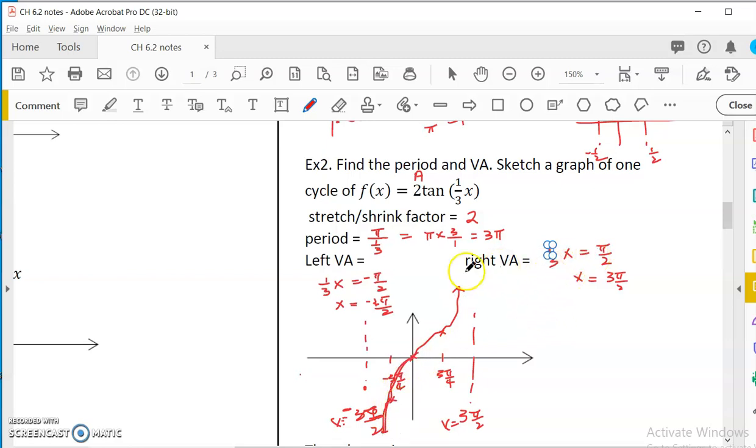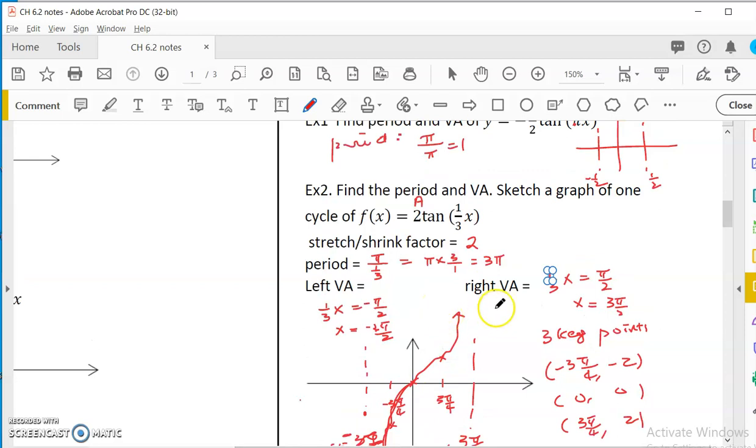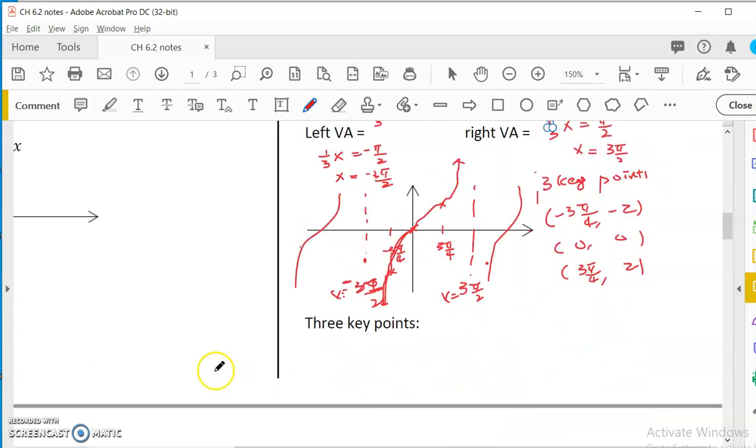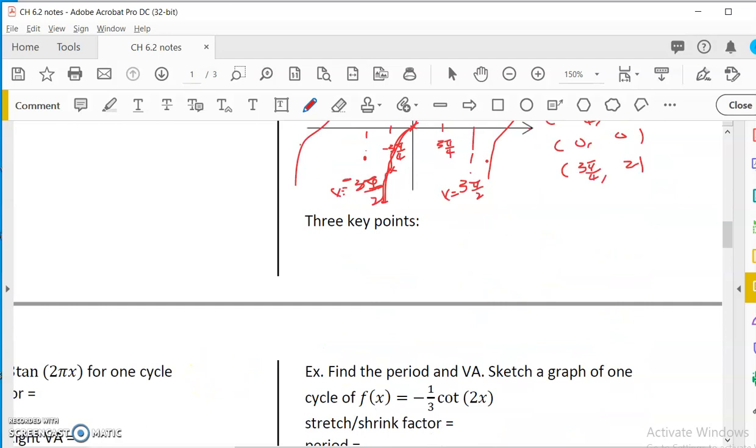So let's say we have the VA, and now we have 3 key points, right? What are the 3 key points? So this is the negative 3 pi over 4, but it's negative 2. Then 0, 0, because the tangent passes through 0, 0. And also 3 pi over 4, it goes to 2. So remember, it's always increasing. That's the tangent function. And if you repeat another set, you will have another branch. Like that. So that is the tangent function, with the 3 key points.